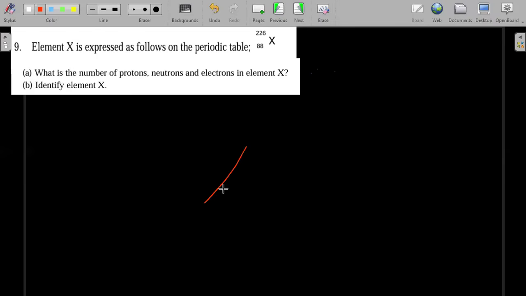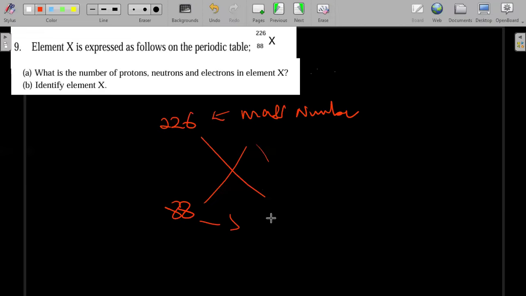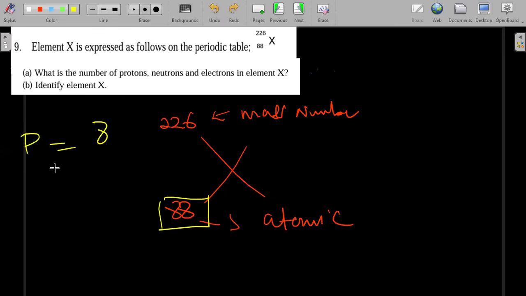Here we've been given X, and on top we have 226 and below 88. So the bigger number is the mass number, and the smaller number is always the atomic number. That's how you can know, if you're not given a key. So answering this question, what is the number of protons? The number of protons will just be 88. The number of electrons will be the same as protons, because this atom is neutral and there is no charge.